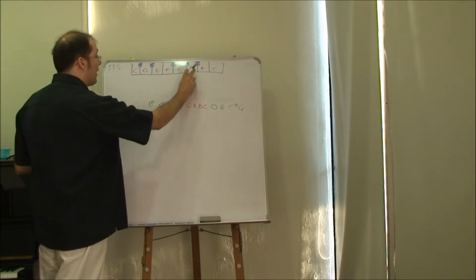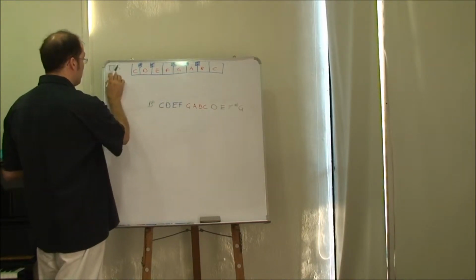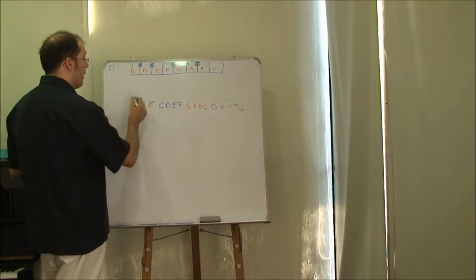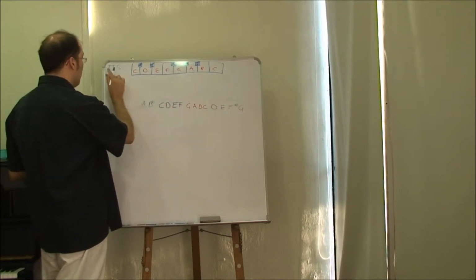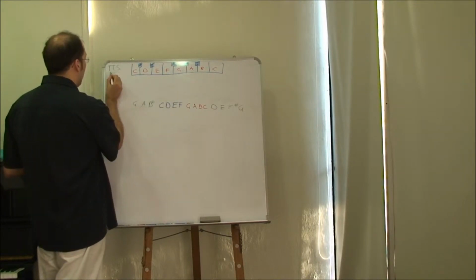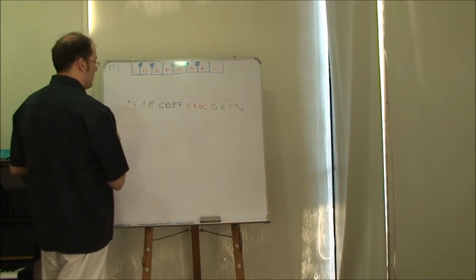So we'll just call it a B flat, and then we need a semitone in front of that, so that's going to be an A. And then a whole tone in front of that, so that's going to be a G. And a whole tone in front of that, so it's going to be an F.